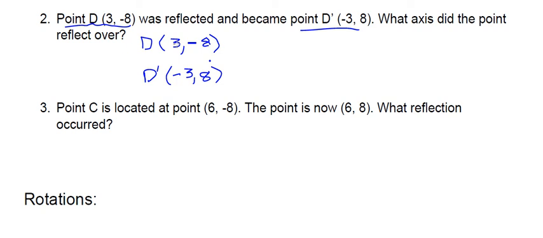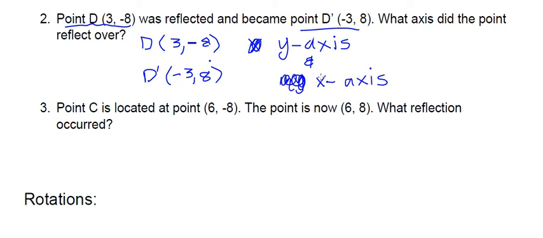Well, I notice here that my x coordinate changes, right? So if the x coordinate changes, it means it reflected over the y-axis, right? But if I look here, what happened to my y coordinate? It also changed. So it reflected over both the y-axis and the x-axis.